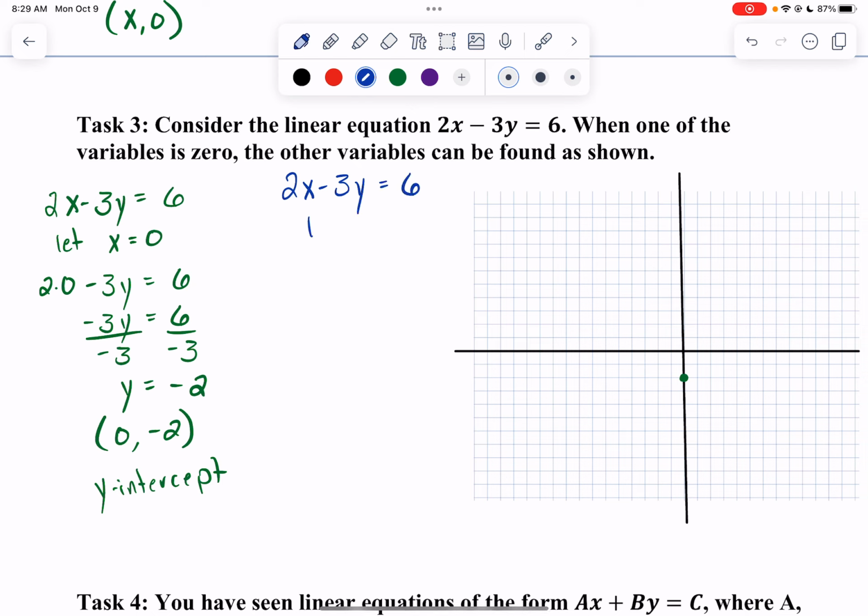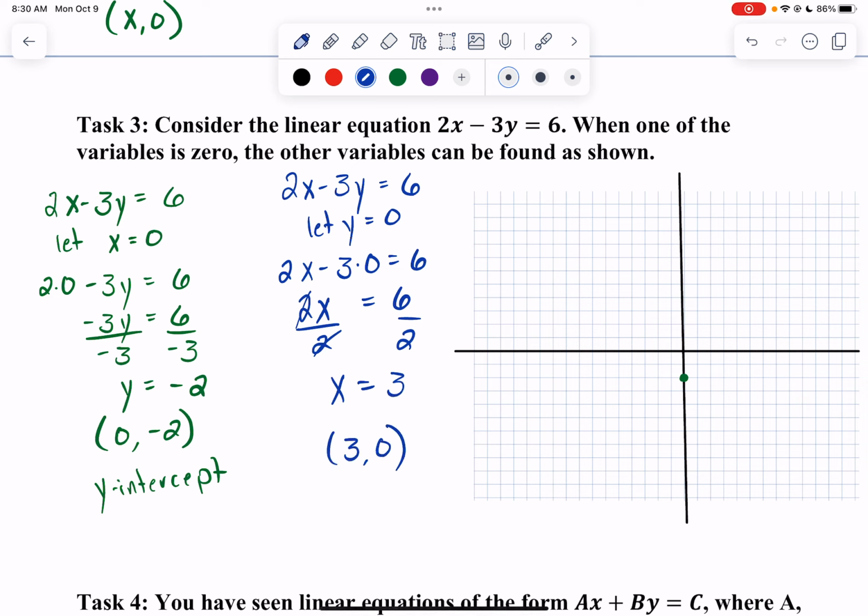So now let's take the same equation and let y be 0. 2 times x minus 3 times 0 equals 6. 2x minus 0 equals 6. Divide both sides by 2. x equals 3. So x is 3, y is 0. So we go right 1, 2, 3, up and down 0. So there's my point right there. So there is actually my x-intercept.